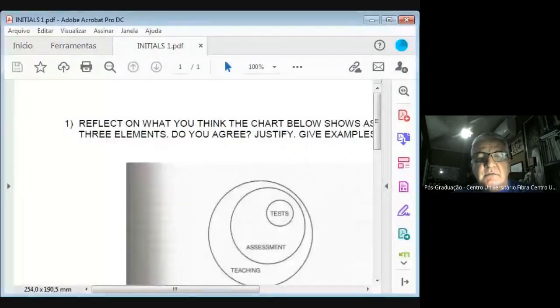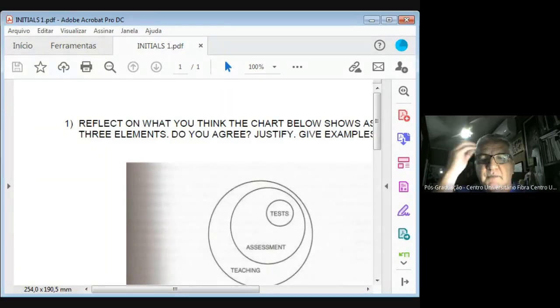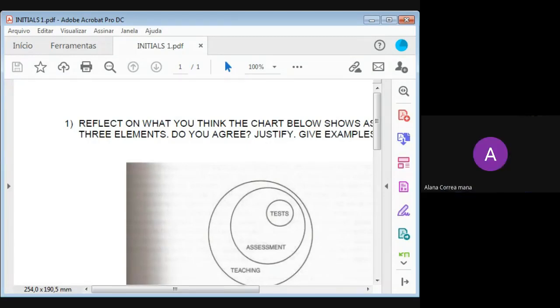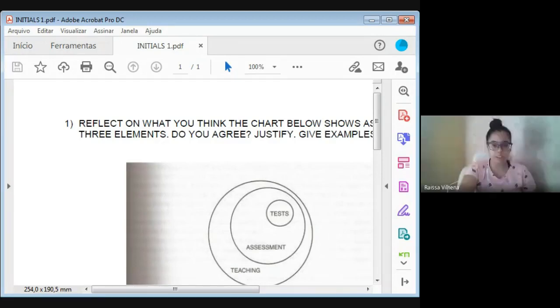Okay, now it goes. Can you see the screen now? Yes, it's okay, fine. Is it clear? Yes, very good, it's good.